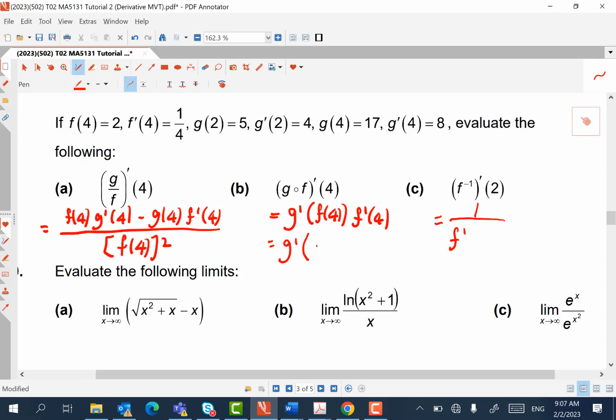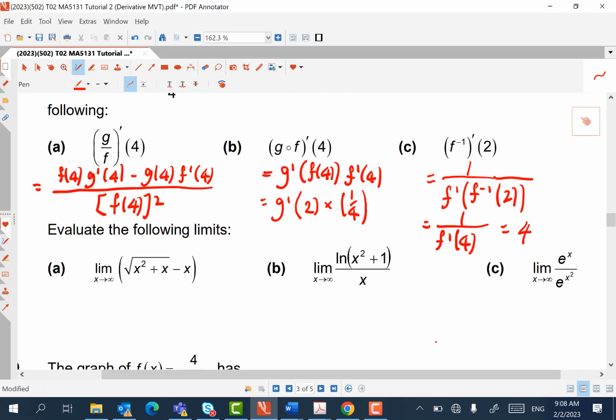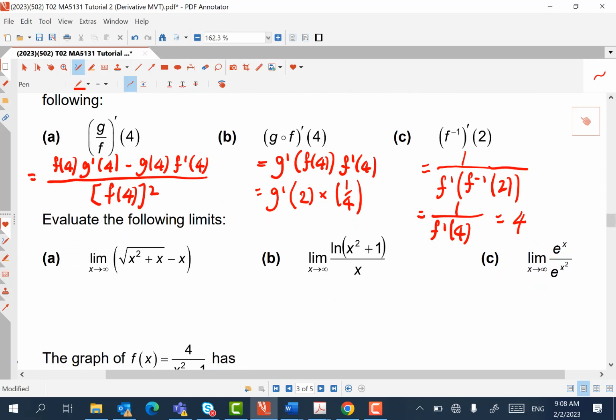Oh, and then G2 is oh. Wait, that's so smart. Wow, she's right. F inverse 2 is indeed 4. And then the answer is 4, right?